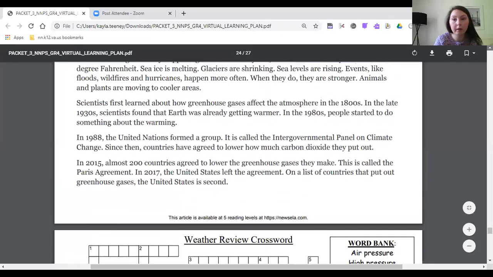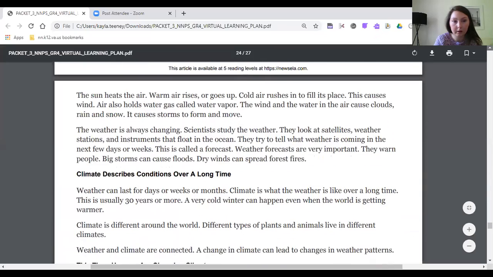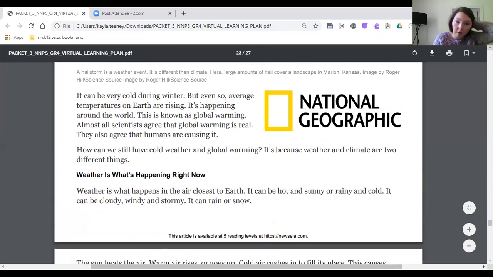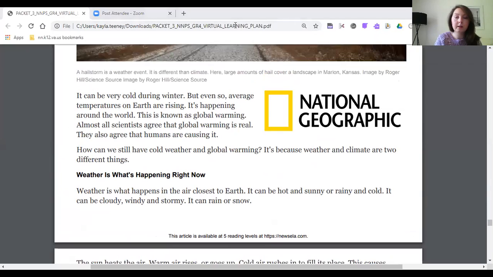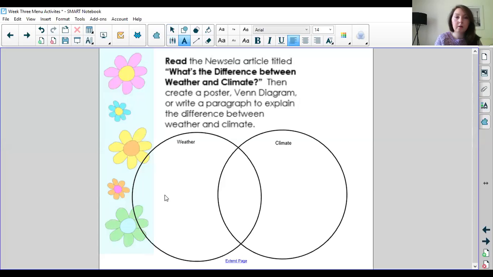Up at the very beginning of the article is where they first talked about weather. Weather is what's happening right now. Weather is what happens in the air closest to Earth. So I think that's what we should write in the circle. That would make sense. Weather is what happens in the air closest to Earth.